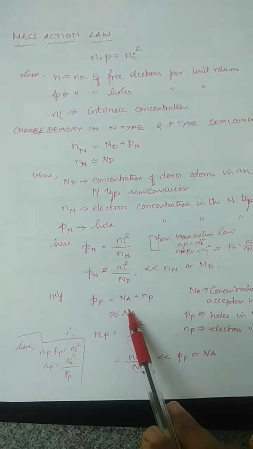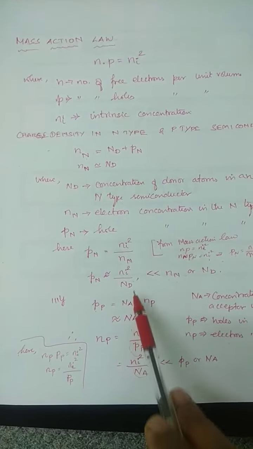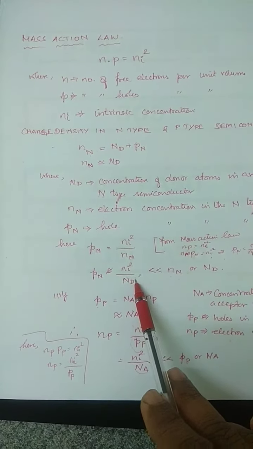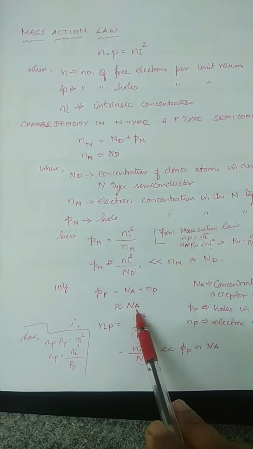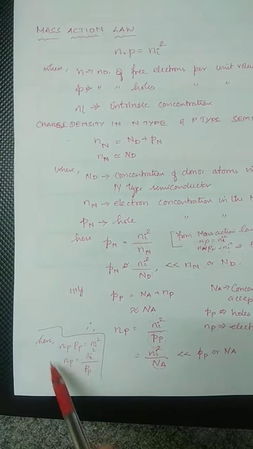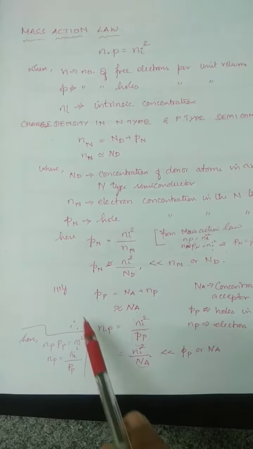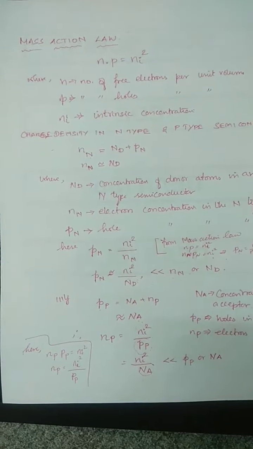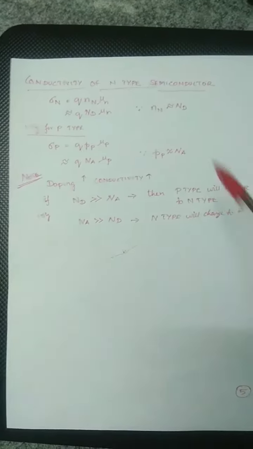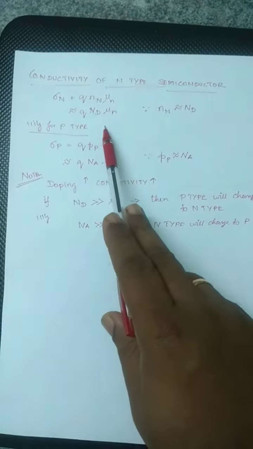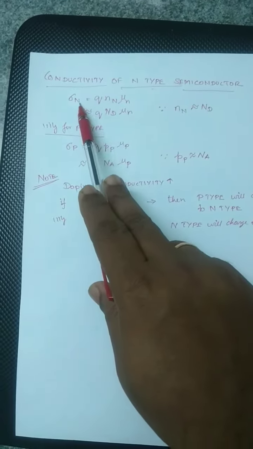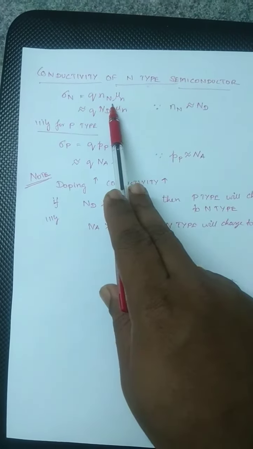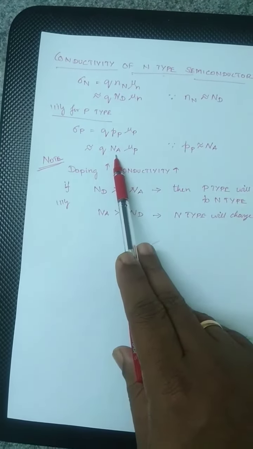Similarly for p-type. For n-type it is a donor; for p-type it is an acceptor. Using the same principle, the mass action law, I get the same equation. I can substitute and get ni² upon Na. If you want to know the conductivity of n-type, we have the equation for this. The conductivity of n-type is q Nn μn. I can write Nn as Nd. If you want to do it for p-type, it is Na.